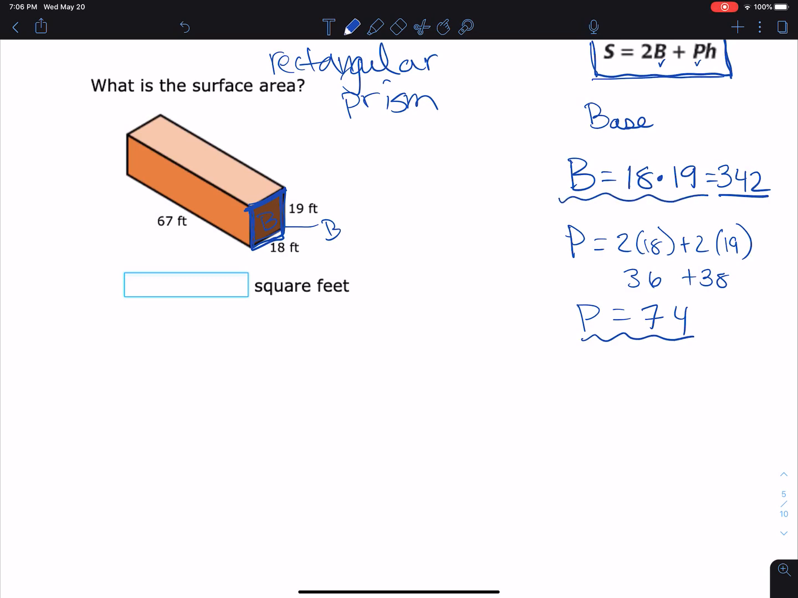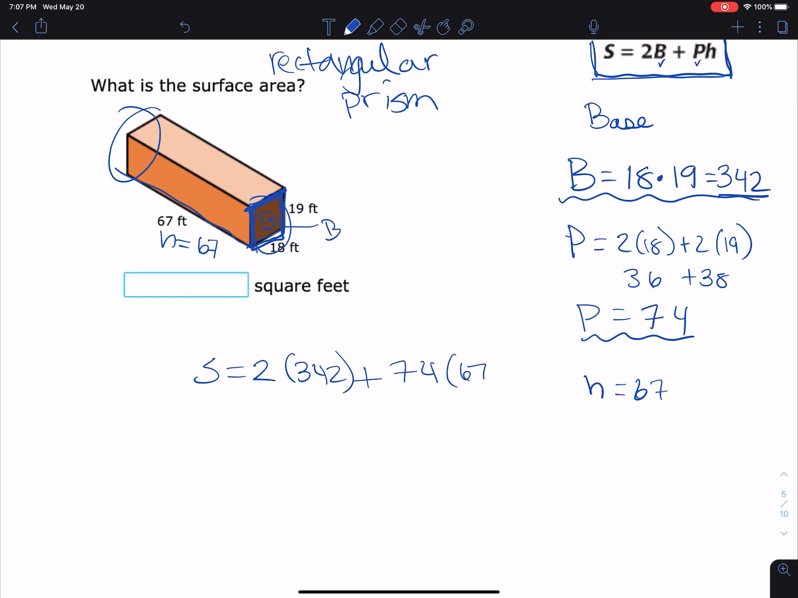Okay, I got my big B, I got my big P, and then my H, guys, H is your height. So height is what connects the bases. So that would be the length between base 1 and base 2. So my height would be 67. Once you have all 3 letters, you just plug it in. So my surface area is equal to 2 times big B, which is 342, plus perimeter, which is 74, times my height, which is 67.